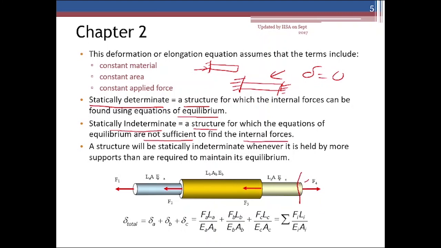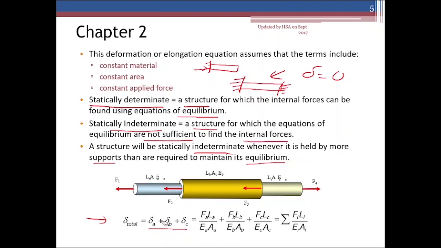If this structure, for example, has support at both ends, then it will become an indeterminate structure. So you can see there are three sections. The delta T will be equal to zero. Then we can solve this equation, which equals zero. So as I mentioned, the structure will be statically indeterminate whenever it is held by more supports than are required to maintain its equilibrium. So once again, I remind you, delta total or total deformation is the total of delta A, delta B, and delta C. In this equation, it is written over here plus and plus.